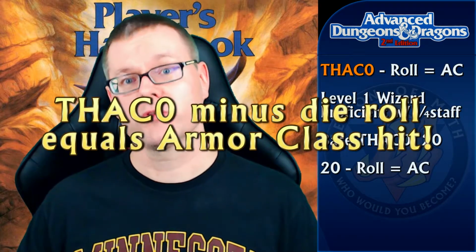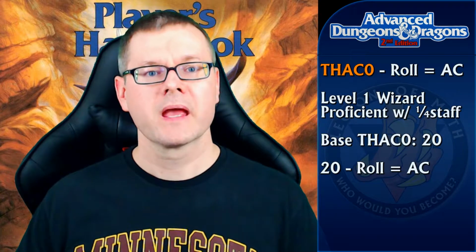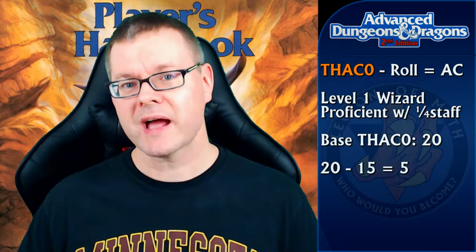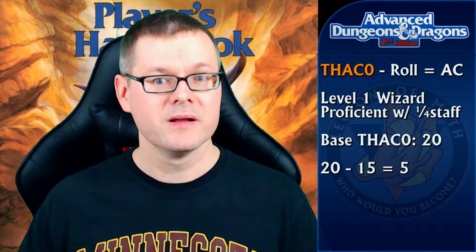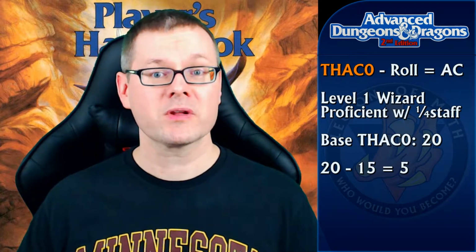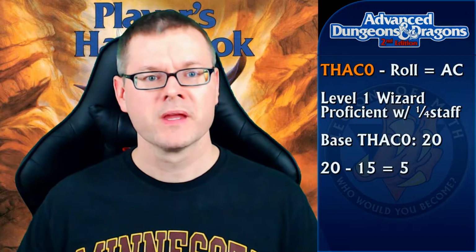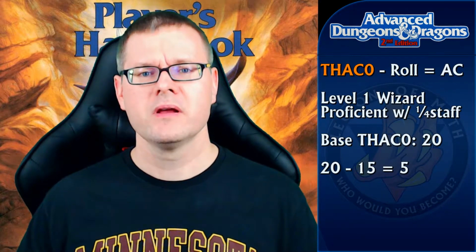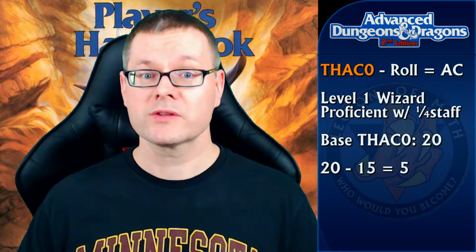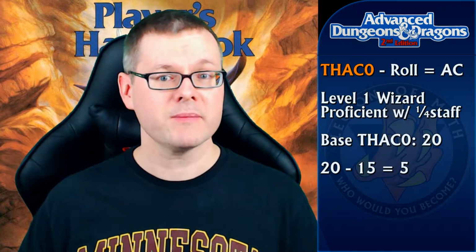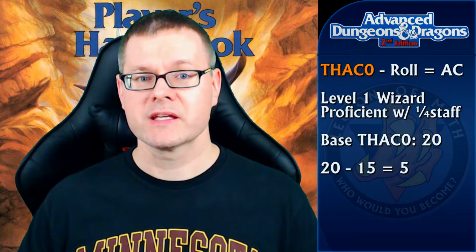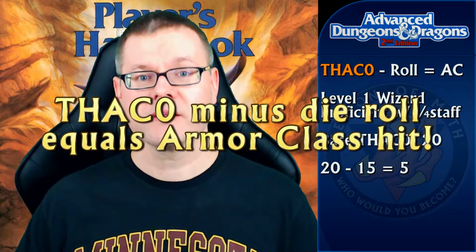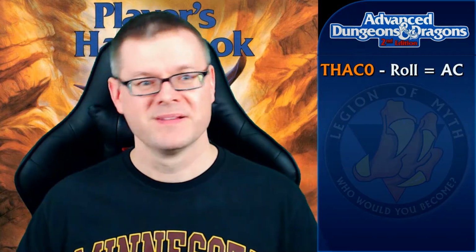THAC0 minus die roll equals armor class hit. In this case, the player rolls a 15. The THAC0 of 20 minus the die roll of 15 is a total of 5. The wizard player character hit an armor class of 5 with the quarterstaff. If the orc has an armor class of 5 or higher, 6, 7, 8, 9, etc., the wizard hits the target with the quarterstaff and rolls the appropriate damage. If the orc's AC is 4 or less, the attack misses. Remember, THAC0 minus die roll equals armor class hit.